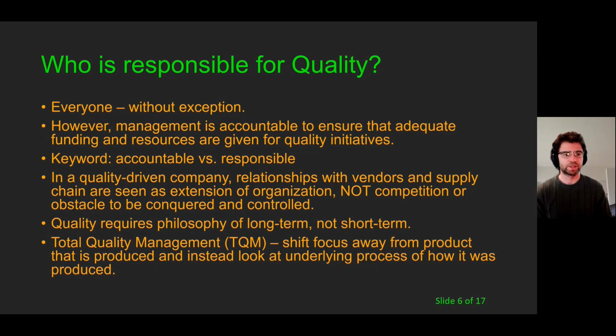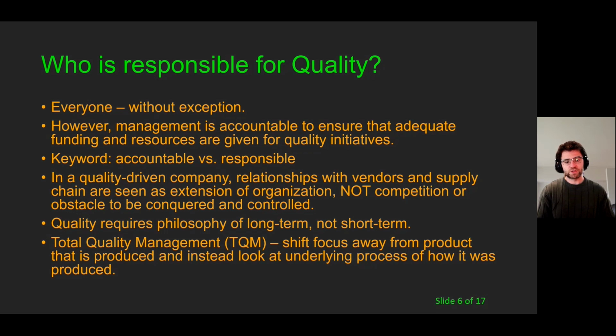Who is responsible for quality? So again, everyone without exception. Some of the new ways of thinking today, when we talk about total quality management, really highlights this. And the key thing to understand with total quality management, again, is that it's the shift away from the product itself that's produced, and really instead looking at the underlying process of how it was produced. Culturally too, Crosby also highlights this in his work.